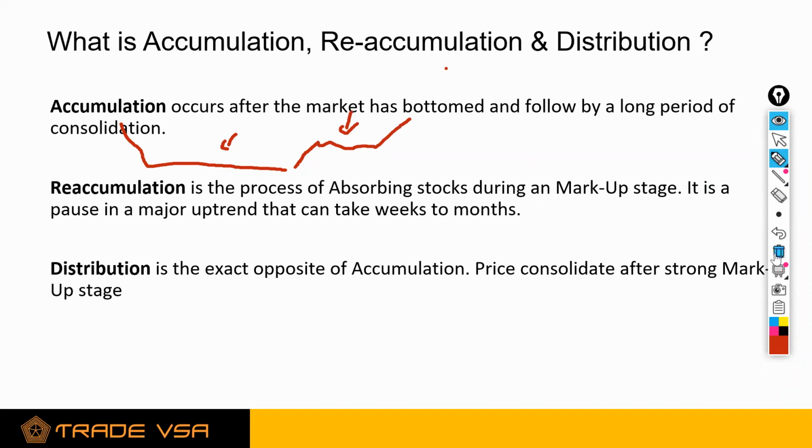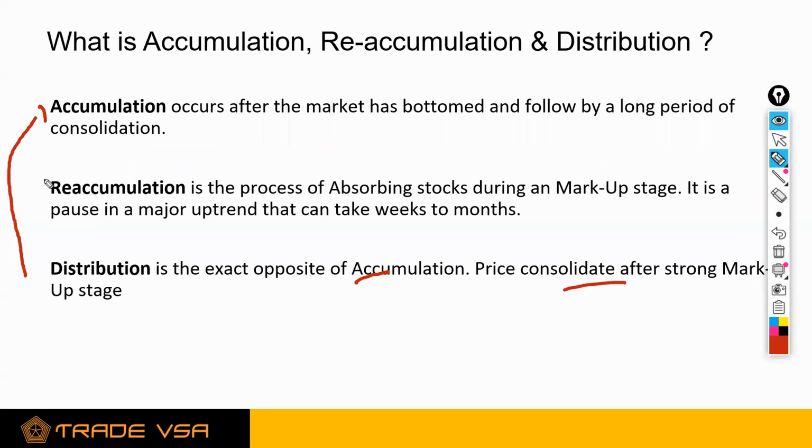Now distribution is the exact opposite of accumulation. Price will consolidate after a strong markup. So the main difference between distribution and accumulation is that distribution happens after a strong markup. Again, we look for something very obvious in terms of signs or signals, and we plan accordingly. This is what we're trying to do today.